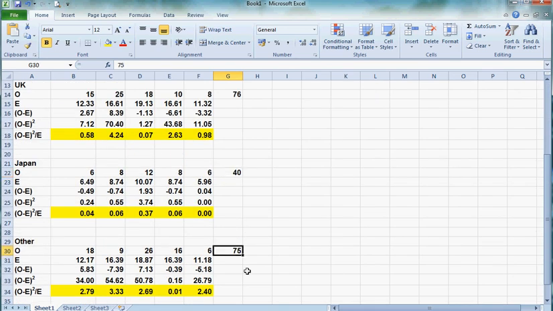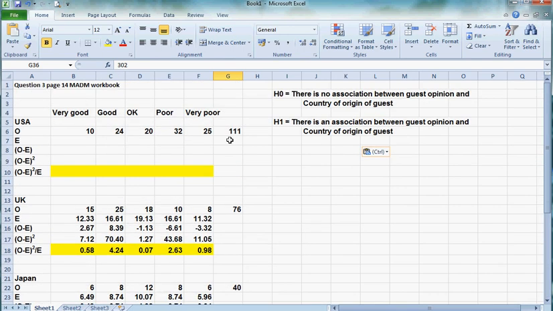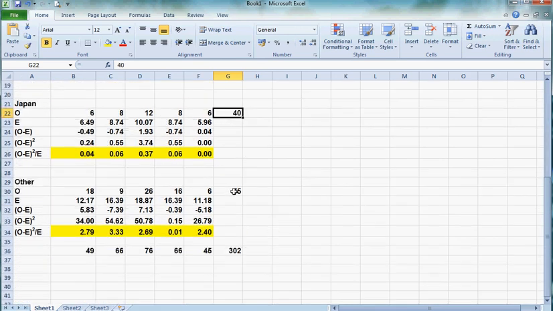You need now to do your column totals. Very good is 49, good is 66, okay is 76, poor is 66 and very poor is 45. You now must double check that your row and column totals are correct. If you add across your column totals, you get the grand total of 302. And if you add down your row totals, 111, 76, 40 and 75, that also comes to 302.